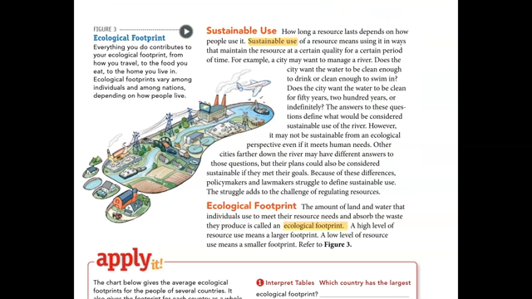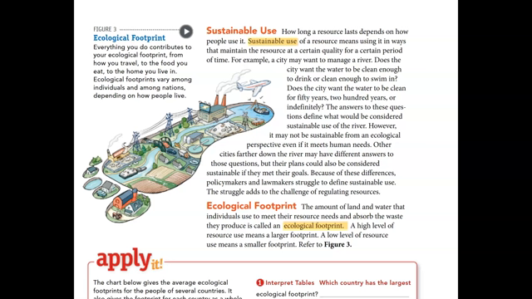How long a resource lasts depends on how people use it. Sustainable use of a resource means using it in ways that maintain the resource at a certain quality for a certain period of time. For example, a city may want to manage a river. Does the city want the water to be clean enough to drink or clean enough to swim in? Does the city want the water to be clean for 50 years, 200 years, or indefinitely? The answers to these questions define what would be considered sustainable use of the river.